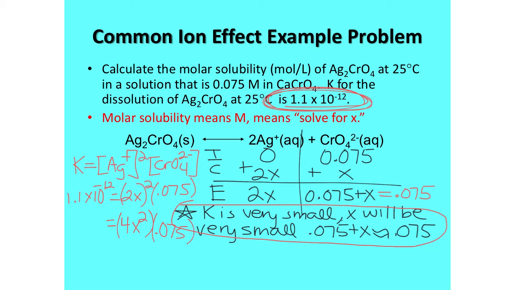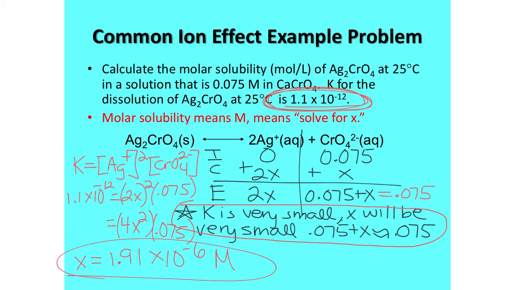So you can do your math. So 1.1 times 10 to the negative 12th, divide that by 4, divide that by the 0.75. That's going to give you x squared. So that's like 3.67 times 10 to the negative 12th. Then take the square root of that in order to find x. And we get 1.91 times 10 to the negative 6 would be x.